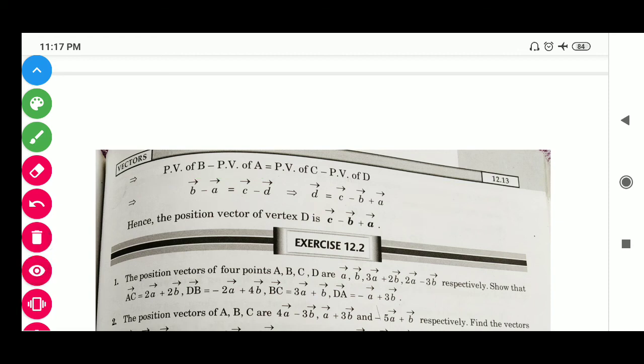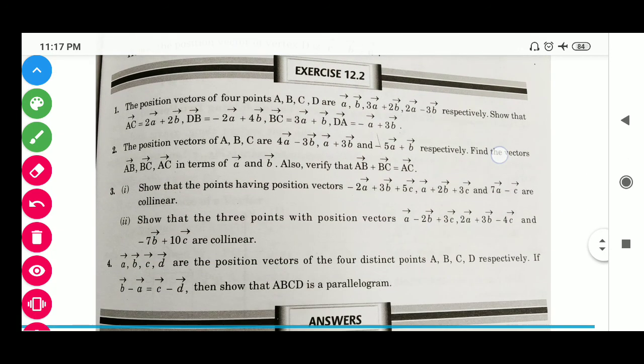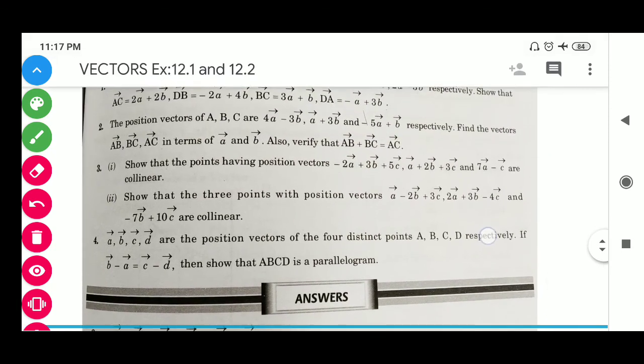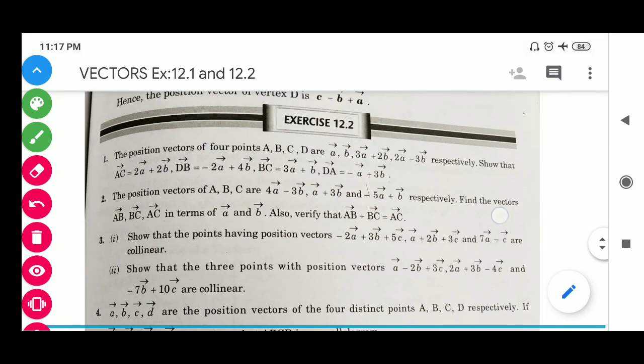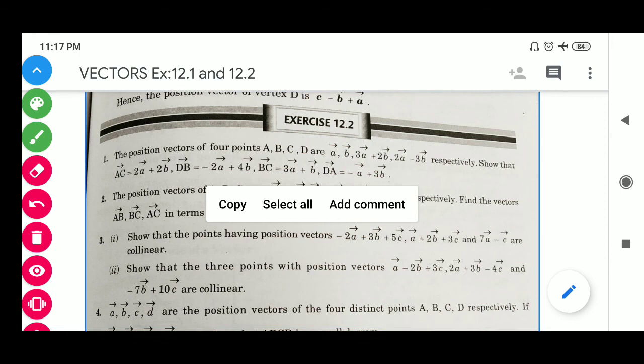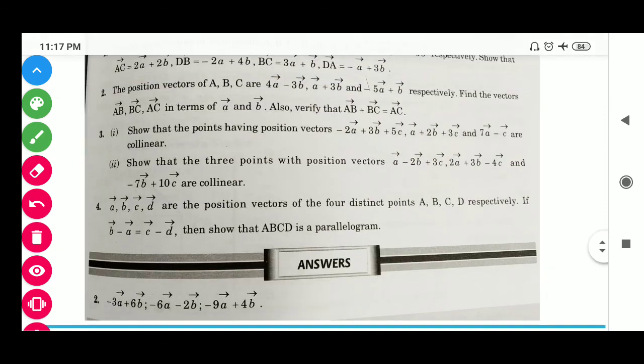So, students, in this way today we have completed two exercises, exercise 12.1 and 12.2. Here I am sharing you exercise 12.2 with its solution. It is requested to all of you to kindly solve these questions and share the solution in the evening session.